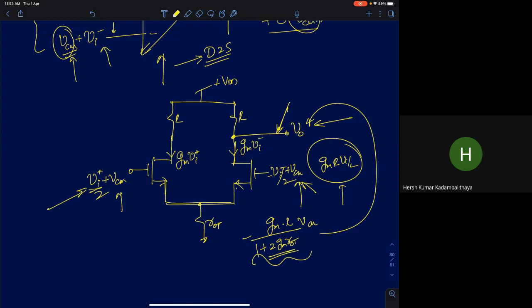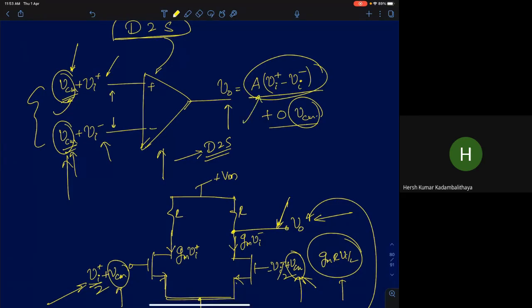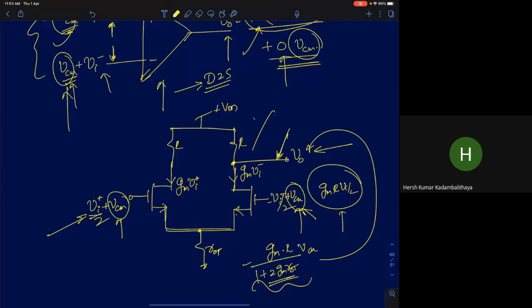So therefore, it's not fully differential. A fully differential to single-ended converter should reject common mode variations at the input. If you apply any common mode at the input, the amplifier should ideally not respond to that. It should generate an output voltage which is some gain times the differential input. So it should have no common mode component; it should give you zero gain for the common mode component. Therefore, I cannot use this circuit directly as a differential to single-ended converter. So we have to do some modifications, which we will discuss in the next lecture.